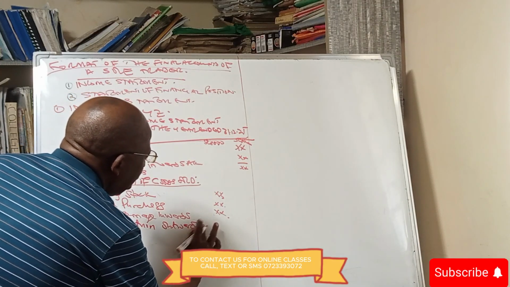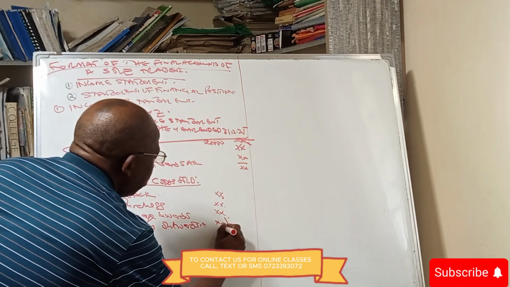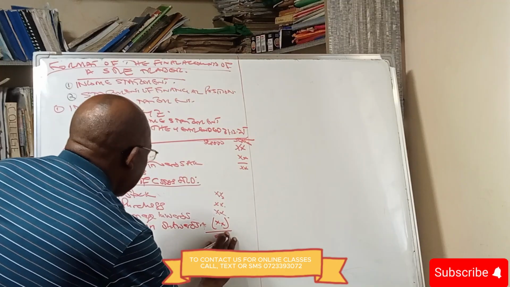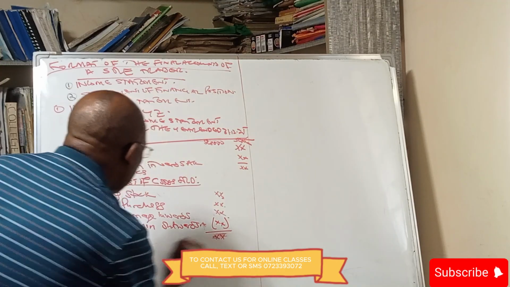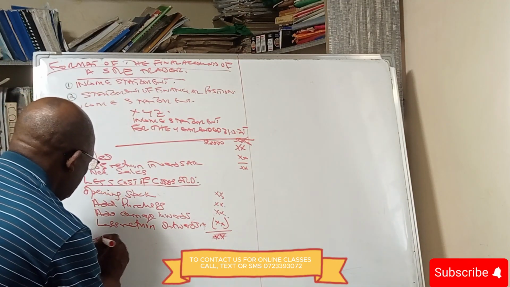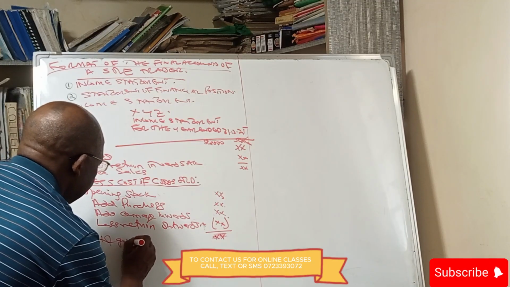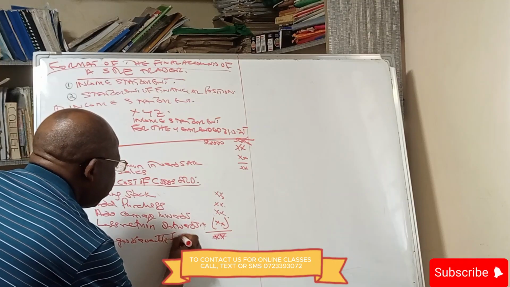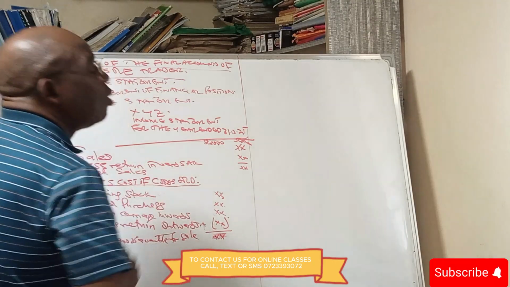Now, once you deduct returns outwards, you bracket it to reduce, and you get a figure we are calling cost of goods available for sale. Those are the goods that were available for sale.